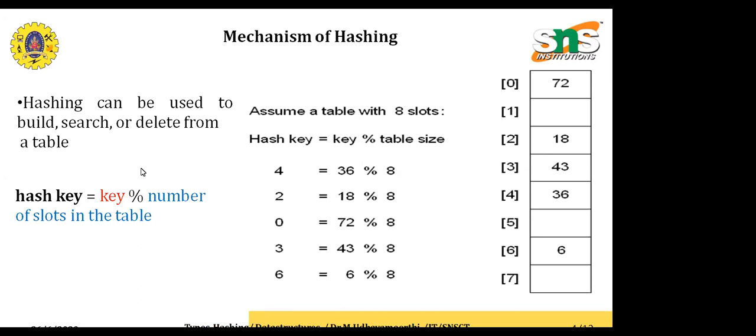Okay, so see here, it is a simple mechanism of the hashing technique. First, all of you consider the number of elements given for placing your data. Let us consider, you will see on the screen, we have 5 elements. The elements are 4, 2, 0, 3, and 6.